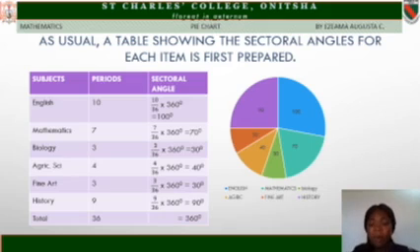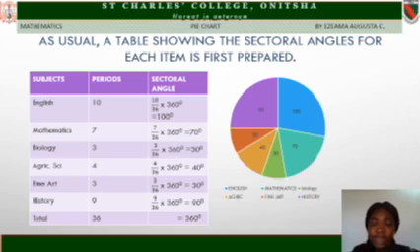As usual, we prepare a table showing the sectorial angles for each item. We have the subjects, we have the periods, and we have the sectorial angle as usual. You see the column for the subjects, that is the English, mathematics, biology, agric science, fine art, history. Now the periods, that is the 10, 7, 3, 4, 3, and 9. When you sum them up, you will have what? 36.